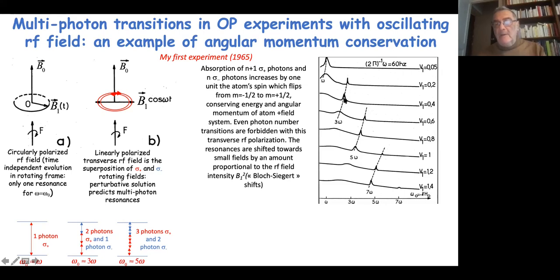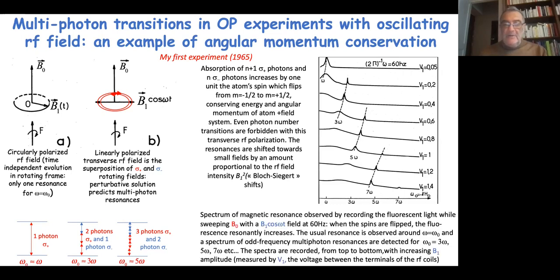They occur at smaller and smaller values of the static magnetic field. This shift is well understood theoretically. It's called the Bloch-Siegert shift. Bloch is again the guy that we have been talking about in the previous lectures. And you see that you can indeed induce these transitions by doing a very simple experiment. And this was, as I said, the first experiment in optical pumping that I did in 1965.